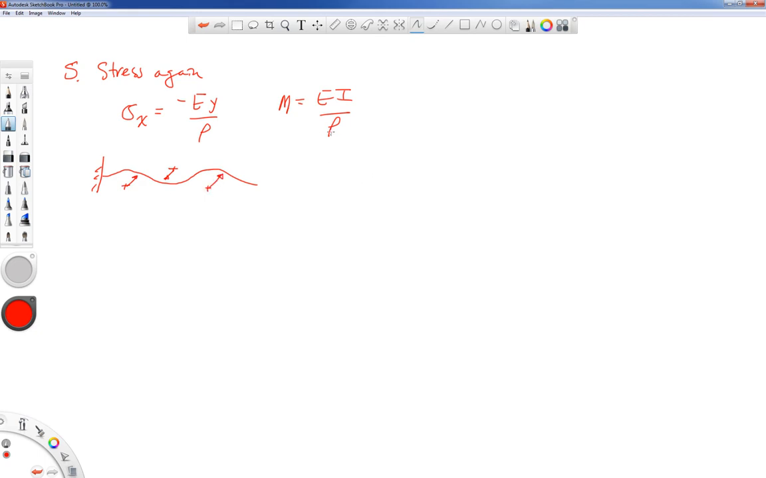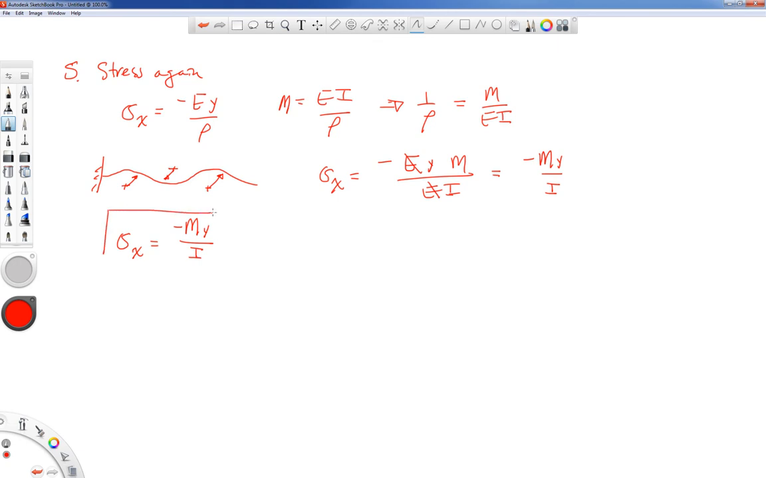But what we can do is we can eliminate the radius of curvature from the sigma x equation by the moment curvature relation. Using this equation, 1 over the radius of curvature is equal to M divided by EI. So that means sigma x is going to be equal to minus E times y times M over EI. Of course, the moduli of elasticity cancel out from the top and the bottom, and we're left with this formula, sigma x is equal to minus M y over I. That's going to be a really important formula for us. You will definitely use that on your exam. So let's talk a little bit about it, and then we'll go through an example.